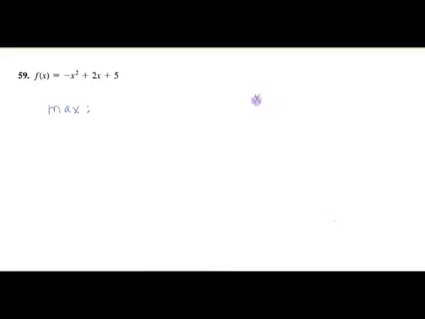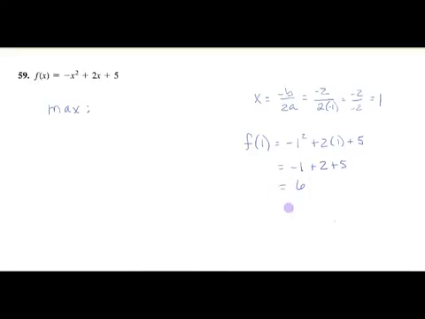So let's go x equals negative b over 2a. That's negative 2 over 2 times negative 1, so negative 2 over negative 2 is positive 1. Let's do f of 1. So negative 1 squared plus 2 times 1 plus 5 equals: 1 squared is 1, times negative is negative 1, plus 2 plus 5. That gives me a 6. So the maximum value of y is 6.